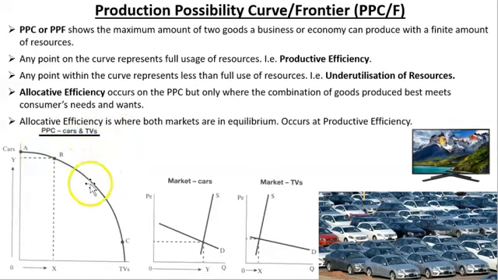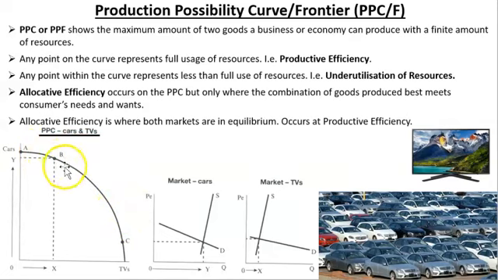All these points along the curve are productively efficient, and it shows a full usage of resources. Producers might not use all of their resources, and that would be shown within the curve as a point where there's an underutilization of resources, not fully using its resources. Any point outside the curve is unobtainable. It's unachievable based on the current amount of resources our producer has.